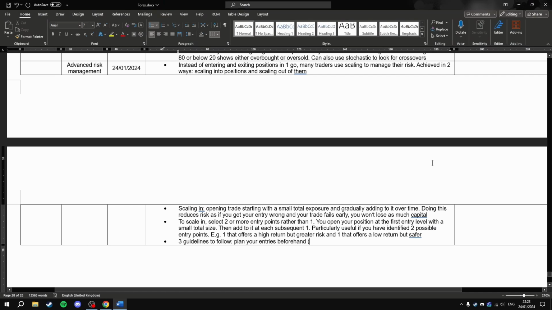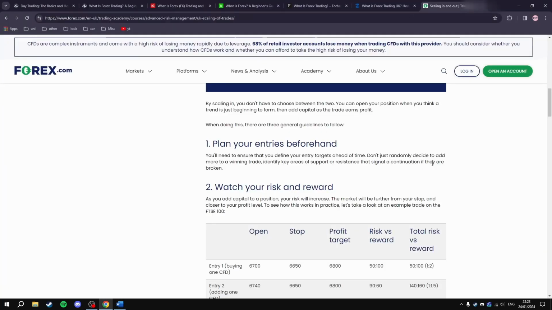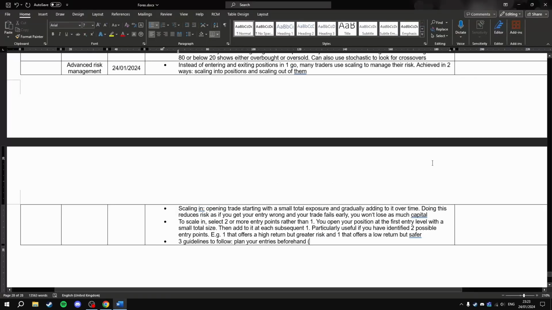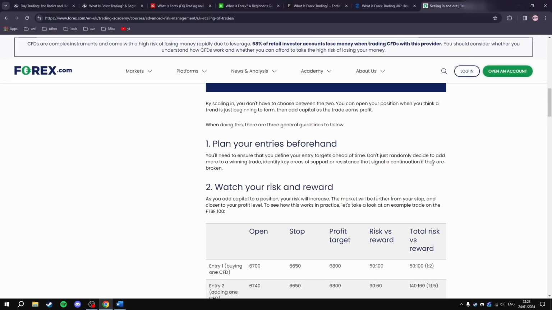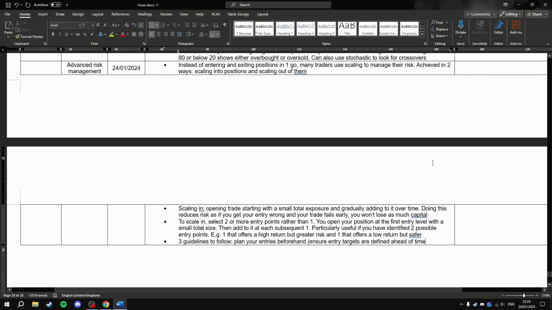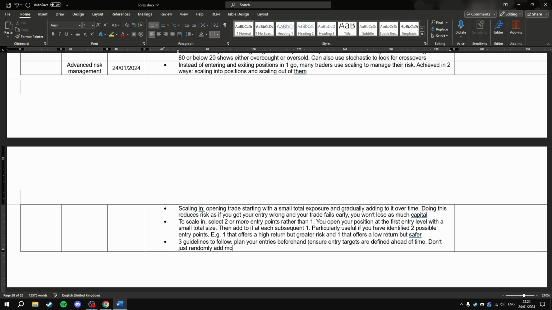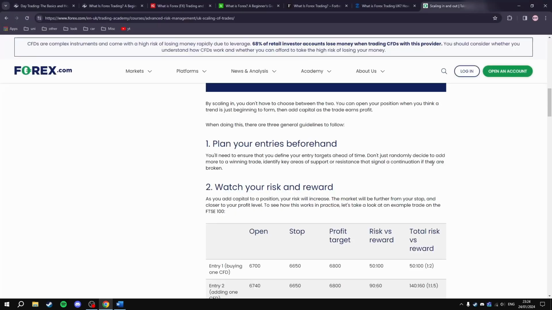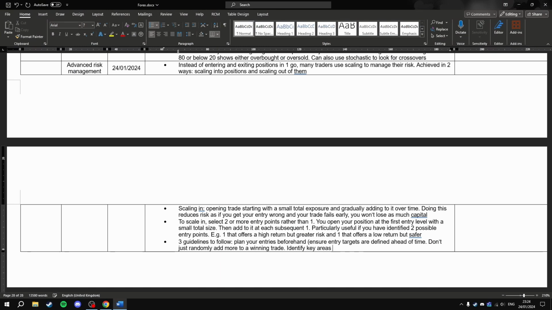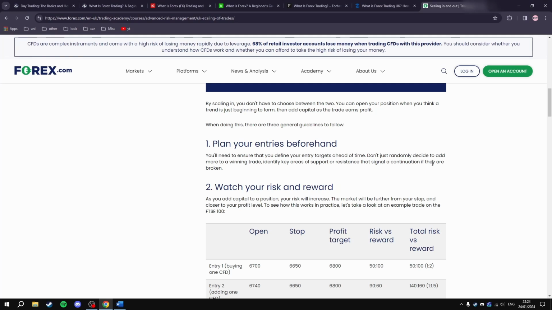So anyways, plan your entries beforehand. Ensure entry targets are defined ahead of time. Don't just randomly add more to a winning trade. Identify key areas of support and resistance that signal continuation if they're broken.